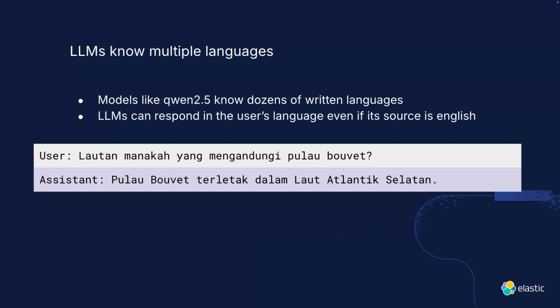So if you did know Malay, then you would be able to understand what this question is, which is the same question. The other thing was, what ocean contains Bouvet Island? And it could answer back, even though the information in geography could have actually been in English. So when it was going through its training data set, it doesn't mean that this was from wikipedia.my. It's not important, because the language aspect is different from the source data. So that's pretty cool.